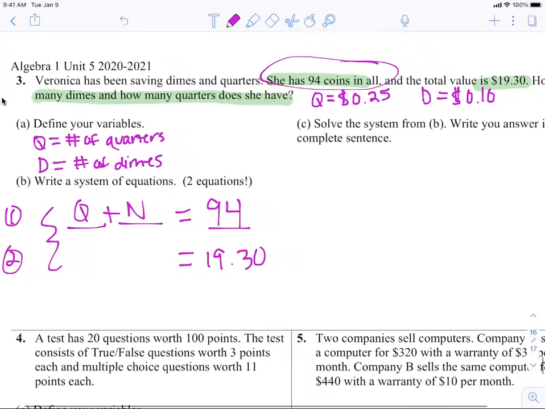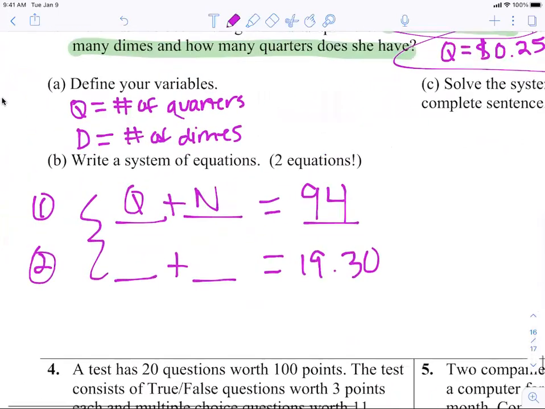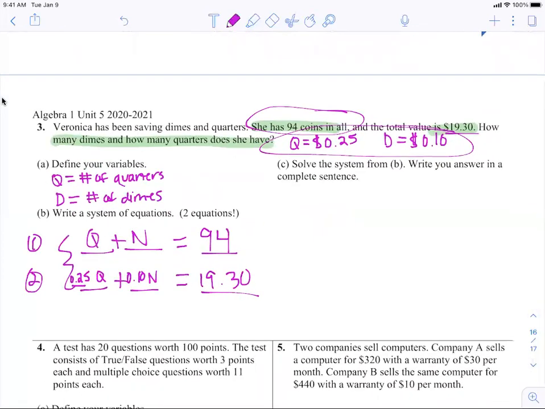Now the second equation, here's where price comes into play. Because here I know the total amount should be $19.30. So here's where I actually need the prices of each of those. We know a quarter is worth 25 cents, so 0.25. But if we're ever calculating a total price, remember it's always the price of the item times the number of the items. So since I don't know how many quarters I have, we're just going to use Q to take its place. And same thing with the dimes, which cost 10 cents each. And now you have your two equations.